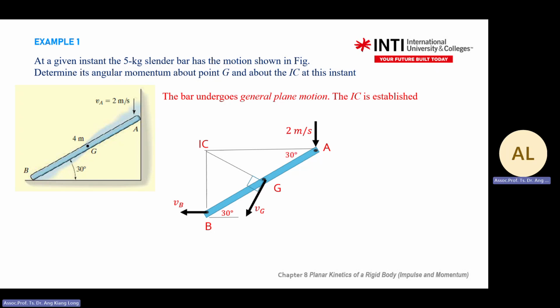Okay, so you can transfer the 30 degrees in a zigzag form. You can transfer your 30 to here. And also this 30 degree here can be transferred to there.